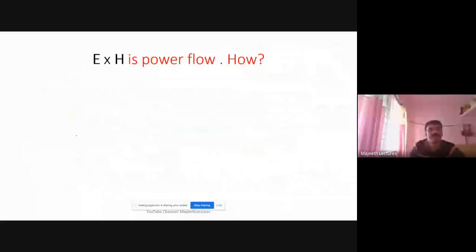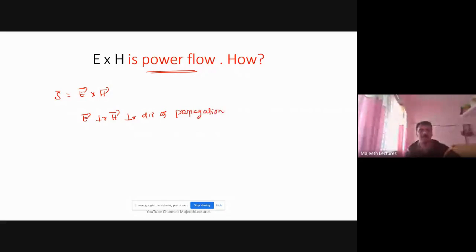Let us see. S is equal to E cross H. Right? The question is how it is a power flow. Already we know S is equal to power. How is it power flowing in the direction of EM wave propagation? We know in electromagnetic wave, in the last session itself, I told you E and H are perpendicular to the direction of wave propagation. E is perpendicular to H. Both are perpendicular to the direction of propagation. This we learned from our school days itself. In electromagnetic waves, E and H will be perpendicular to each other and perpendicular to the direction of propagation.